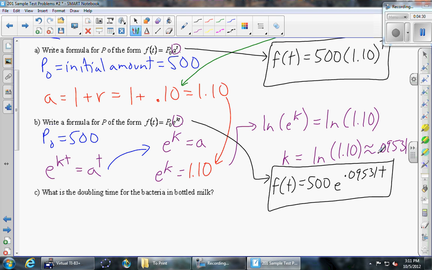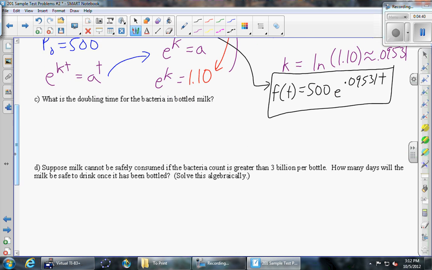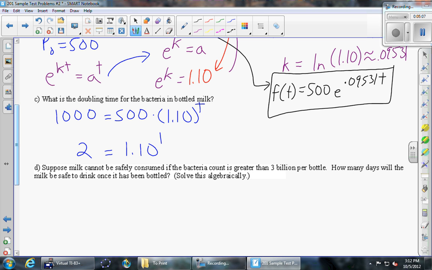Part C, what is the doubling time for the bacteria in bottled milk? You can use either formula that we have in black. I'm going to use the top one, 500 times 1.10 to the t. So we know f of t is 500 times 1.10 to the t, and we want to know how long it takes to double. So the goal is to find t, but in this case we actually know what f of t is. If we're going to double and we start with 500, we just need to wait to get to 1,000. Divide both sides by 500, and we get 2 equals 1.10 to the t.